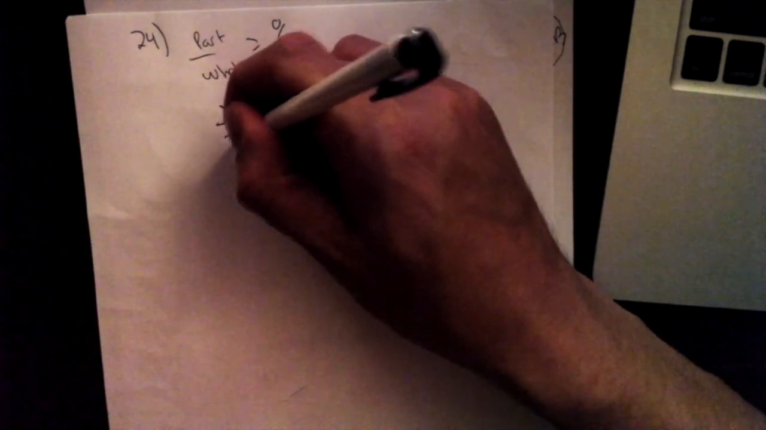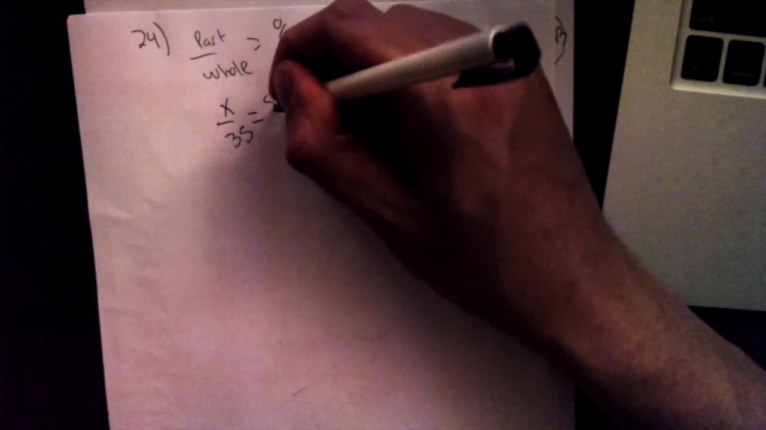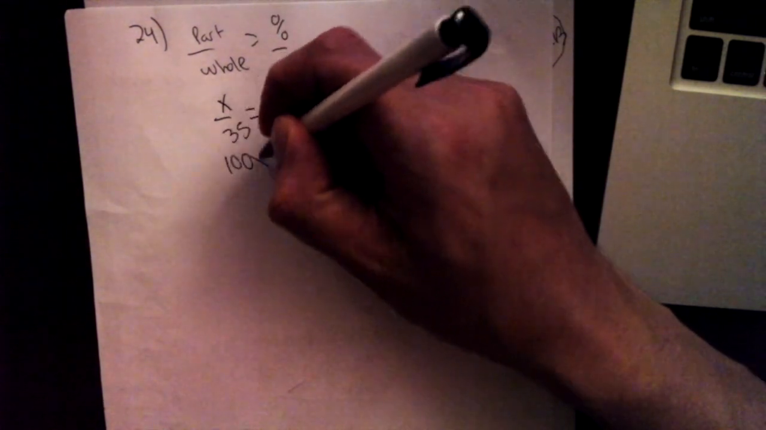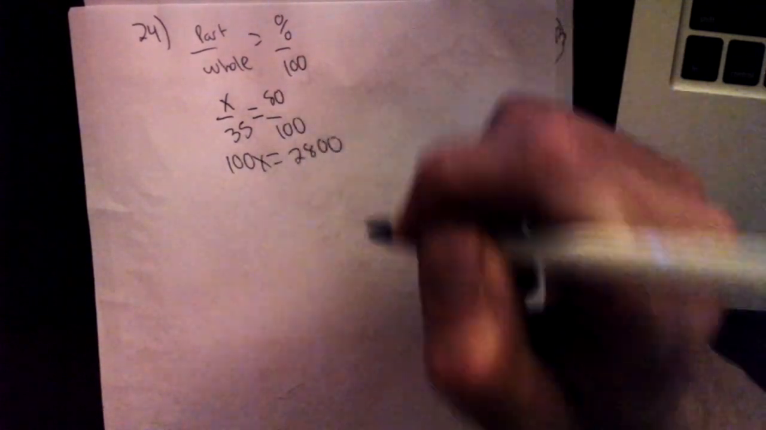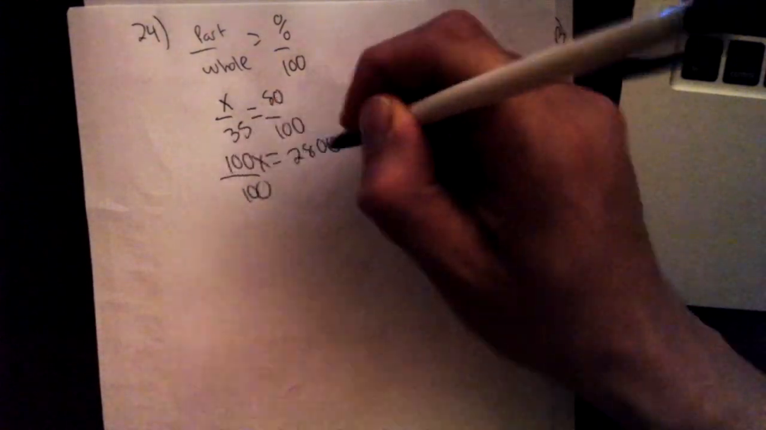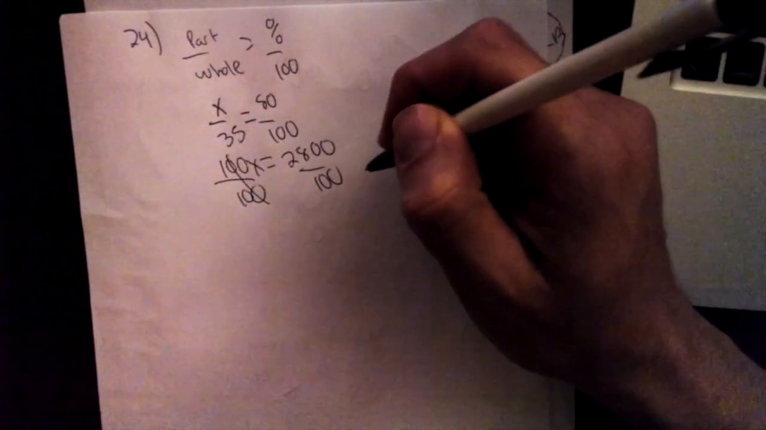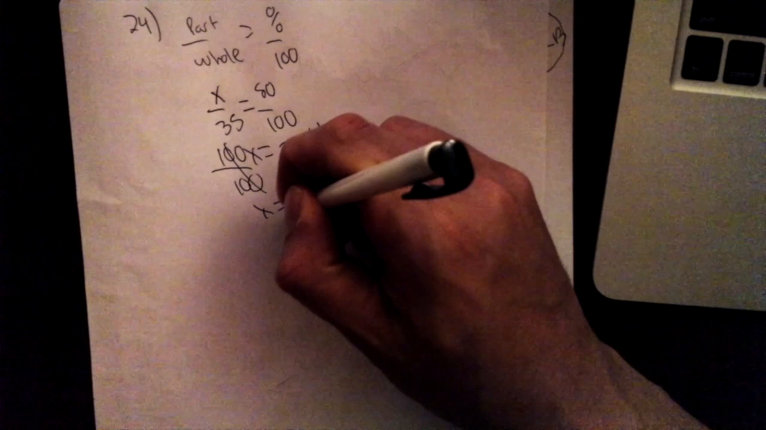So now our part is missing, so that'll get an x, and our whole is 35 ball games. Our percent is 80%, and of course it's out of 100. There we go. Our proportion is all set up. So I'll go ahead and start by multiplying x and 100 to get 100x. And then I'll multiply 35 times 80 to get 2800. Now I divide both sides by 100. And I could actually just cross off the zeros there and get x is equal to 28.